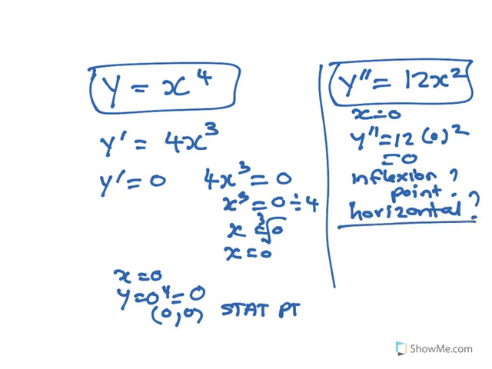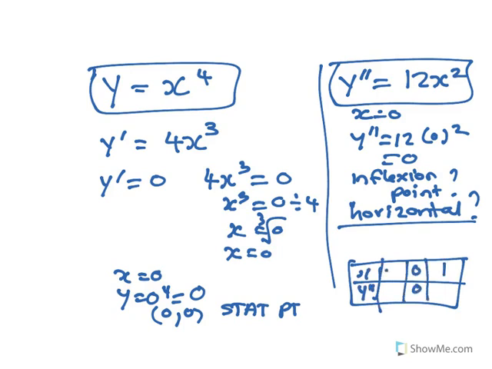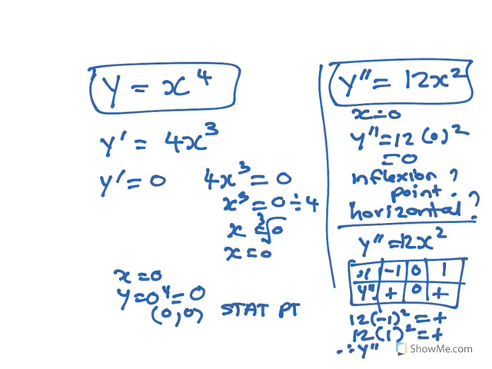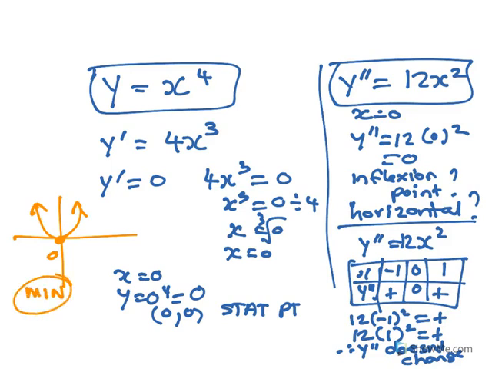But is it? So what you do is you check either side of that point, so you go x, y double dash, and you put 0 in there, and you go 1 and minus 1. y double dash equals 12x squared. If you put minus 1 in there, you get a positive. And if you put 1 in there, you get a positive. So therefore y double dash doesn't change sign. And if you were going to sketch this, you've got this point at 0, 0, that's going to be positive, concave up on that side, concave up on that side. So it is actually a minimum.